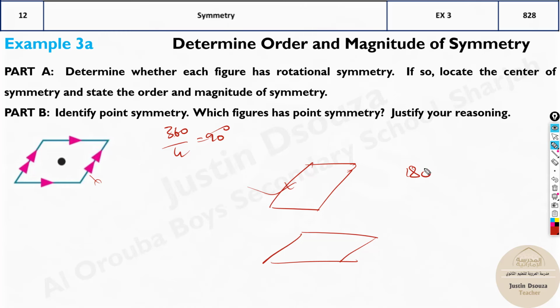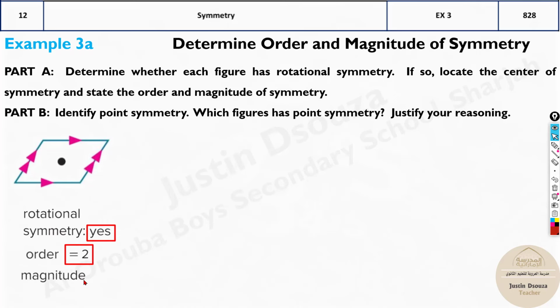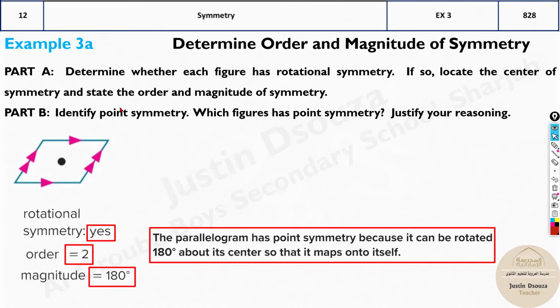So it will take 180 degrees to rotate, right? If it is taking 180 degrees to rotate, that is the magnitude. The order will be 2. 2 times it can be rotated. Yes, it has rotational symmetry. Order is 2. Magnitude is 180 degrees. And now this has point symmetry. Why? Because it can be rotated 180 degrees about its center. If you rotate it by 180 degrees, you can get to itself.